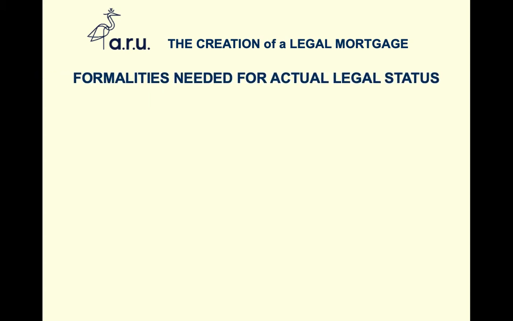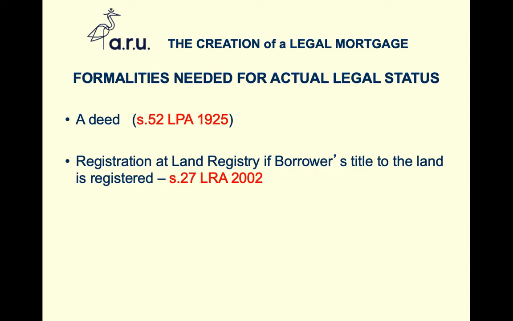So what formalities are needed shouldn't be any big mystery to us because we've covered it repeatedly. As a legal estate, we will need a deed. The reference there is to a legal mortgage, so we should recognise that a legal mortgage needs a deed under Section 52 of the Law of Property Act 1925. Again, to make it legal, it will have to be registered as a registrable disposition under Section 27 of the Land Registration Act 2002.